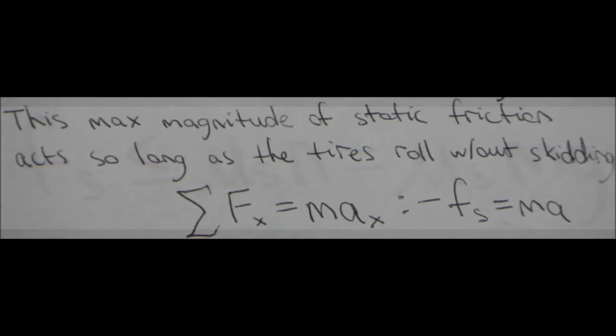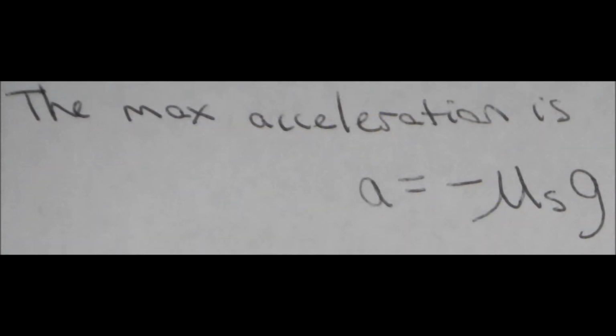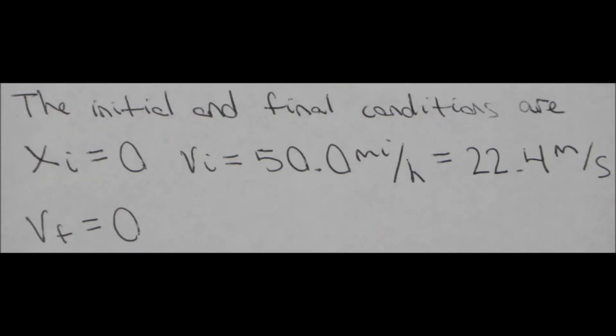The sum of the forces in the horizontal direction is equal to the mass of the car multiplied by the acceleration of the car, and it's negative because the car is slowing down. We solve for the maximum acceleration, which is a equals negative the coefficient of static friction multiplied by gravity. So the initial and final conditions are: the initial distance, which is 0; the initial velocity, which is 50 miles an hour, equal to 22.4 meters per second when converted; and the final velocity, which is 0 because the car has to stop.